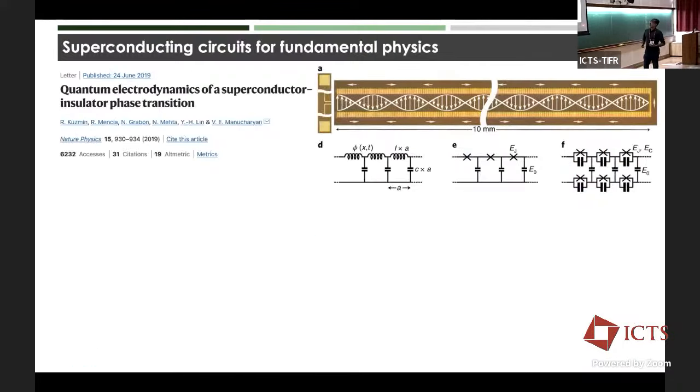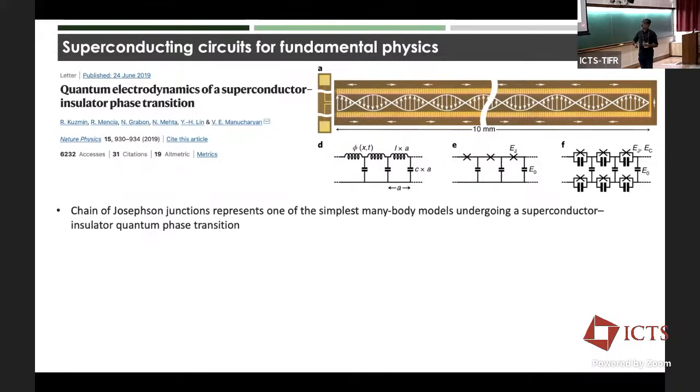Okay. And the last two here: this is an experiment with an array of Josephson junctions from the group of Vladimir Manucharyan, where they're looking at the quantum electrodynamics of a superconductor-insulator phase transition. Somebody was asking about this, I think, in one of the lectures. So this is an array of Josephson junctions, again using all these crazy techniques I mentioned in some slides ago.